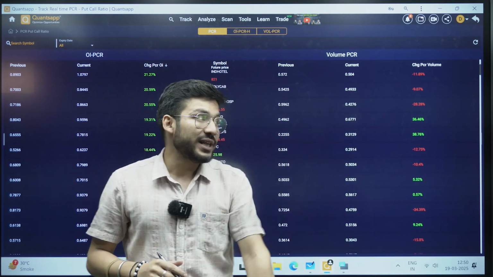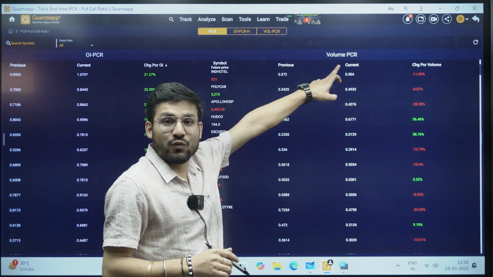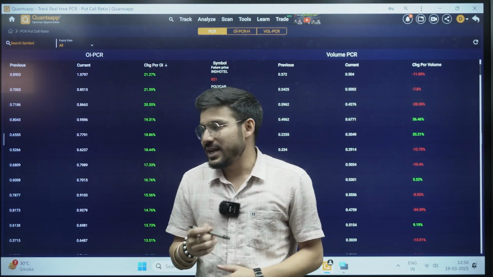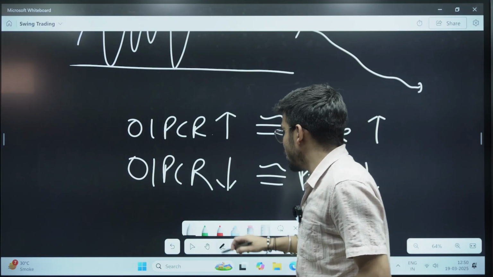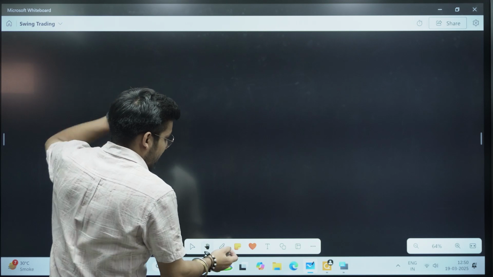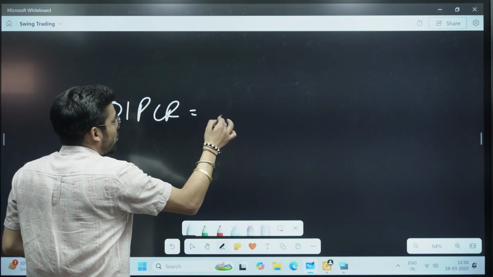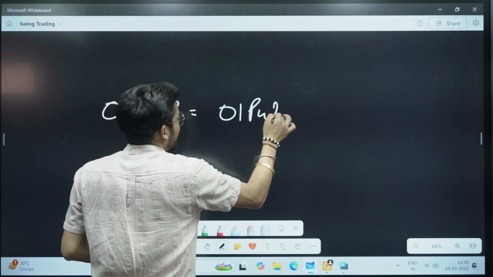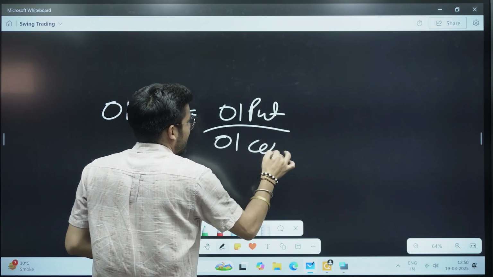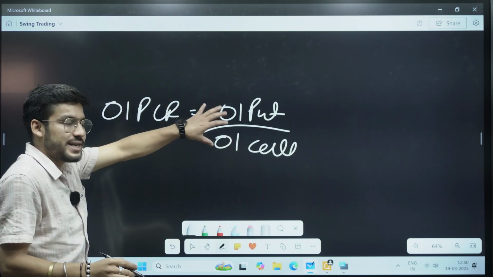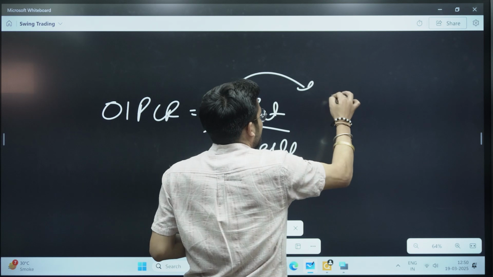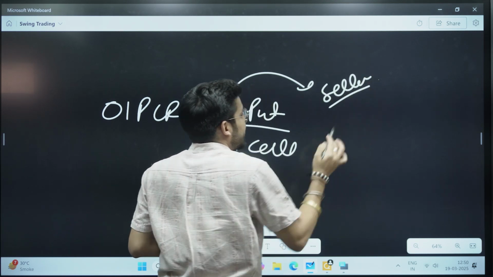But now there is one more thing, that is the volume PCR, right? What do we have to do about it? So let's talk about volume PCR. When I was talking about OI PCR, I wrote it down as open interest of put and open interest of call, right? And here we were interpreting the open interest in terms of sellers, right?